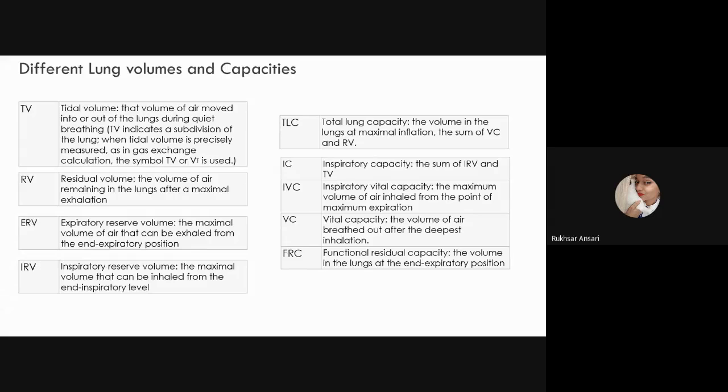RV is the remaining amount of air after the exhalation, whereas the expiratory reserve volume is the maximum amount of air that can be exhaled, beyond the RV.